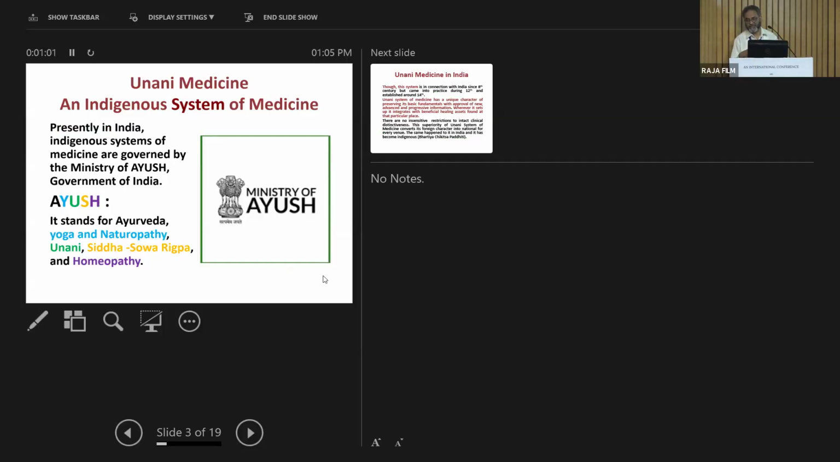This is the point of thought: why is it known as an indigenous system of medicine? The ministry also patronizes it by that name. So this is very important. Presently in India, indigenous systems of medicine are governed by the Ministry of Ayush, Government of India. Ayush stands for Ayurveda, Yoga, Naturopathy, Unani, Siddha, Sowa-Rigpa, and Homeopathy.